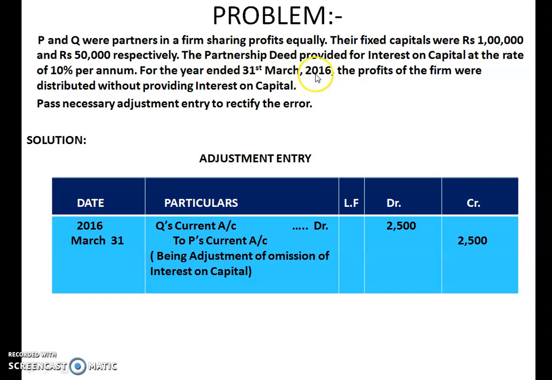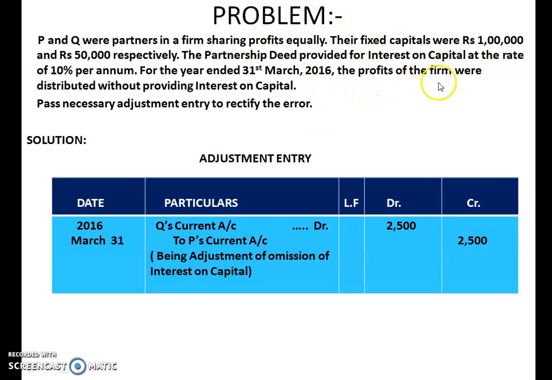The partnership deed provided for interest on capital at the rate of 10% per annum. It was decided in the partnership deed, that is the written agreement, that interest on capital will be allowed to the partners at the rate of 10% per annum. For the year ended 31st March 2016, the profit of the firm was distributed without providing interest on capital.